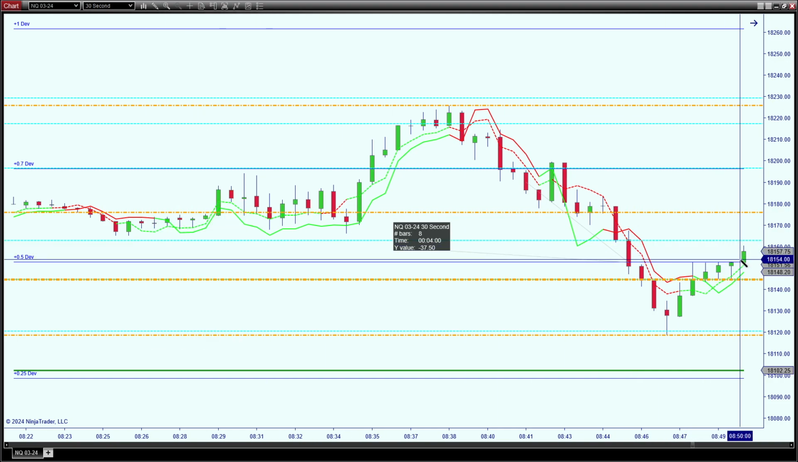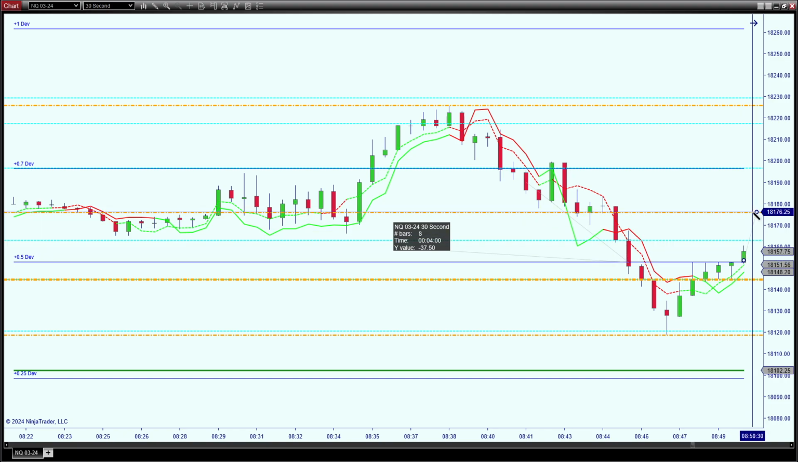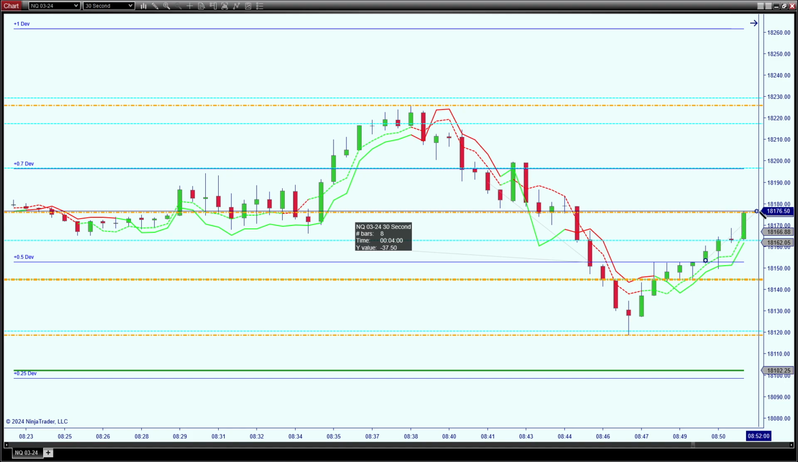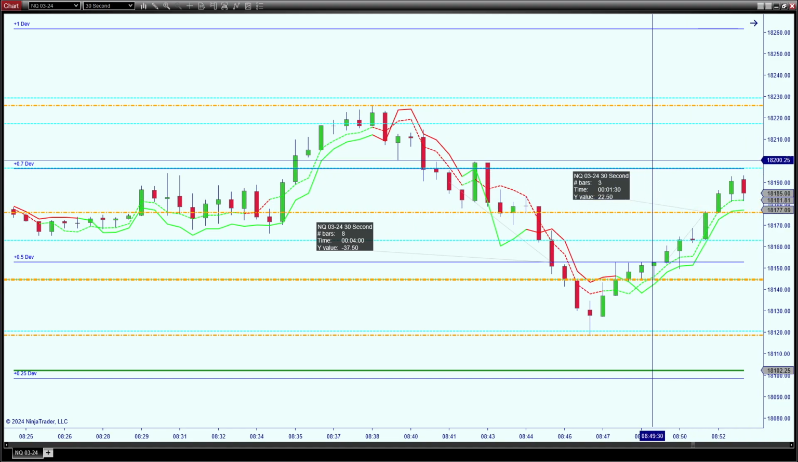There we go. So there's an entry here. Where would be a good target, right? You could take some off of this wall just for a 5-point scalp. Take some off here. Take some off up here. Probably this dynamic magnet would be the best spot. Right there. So 22 points.